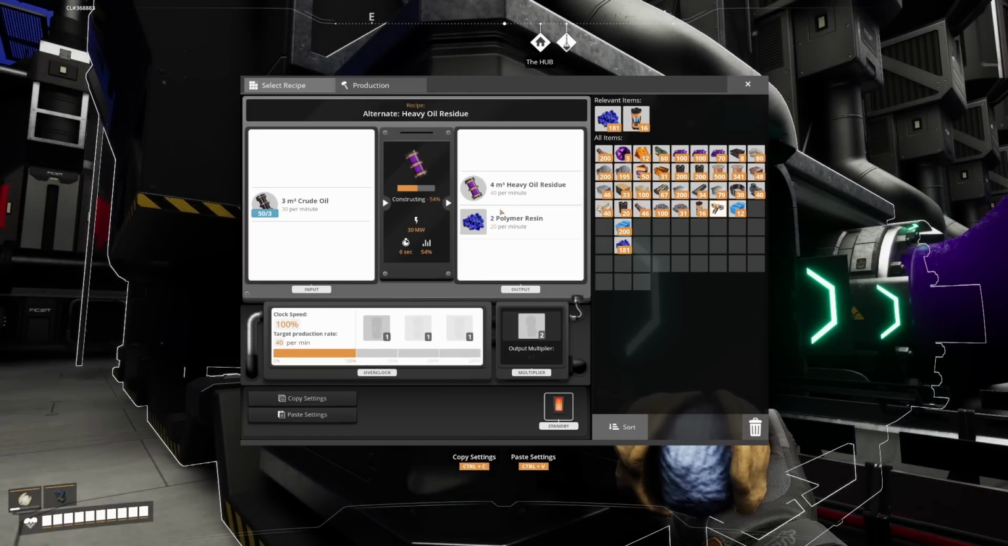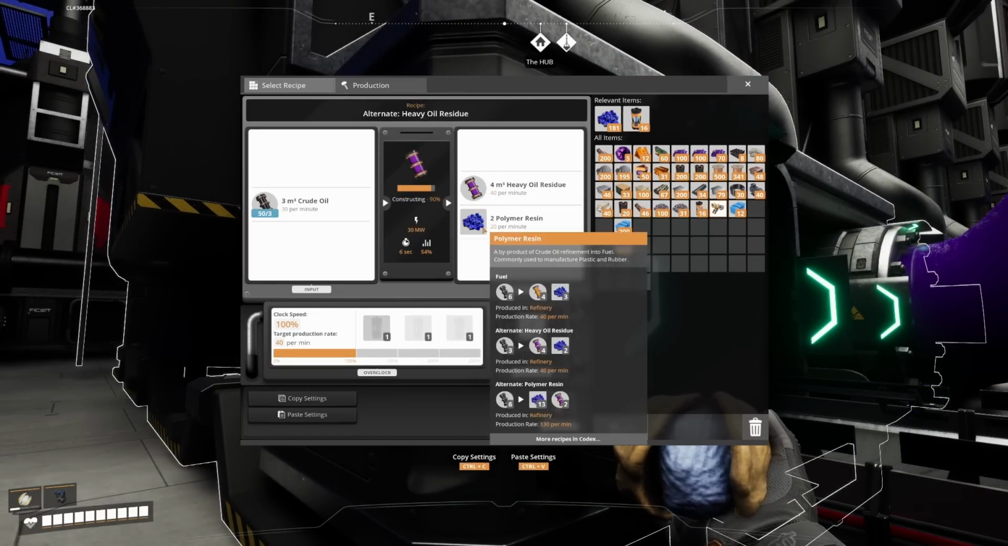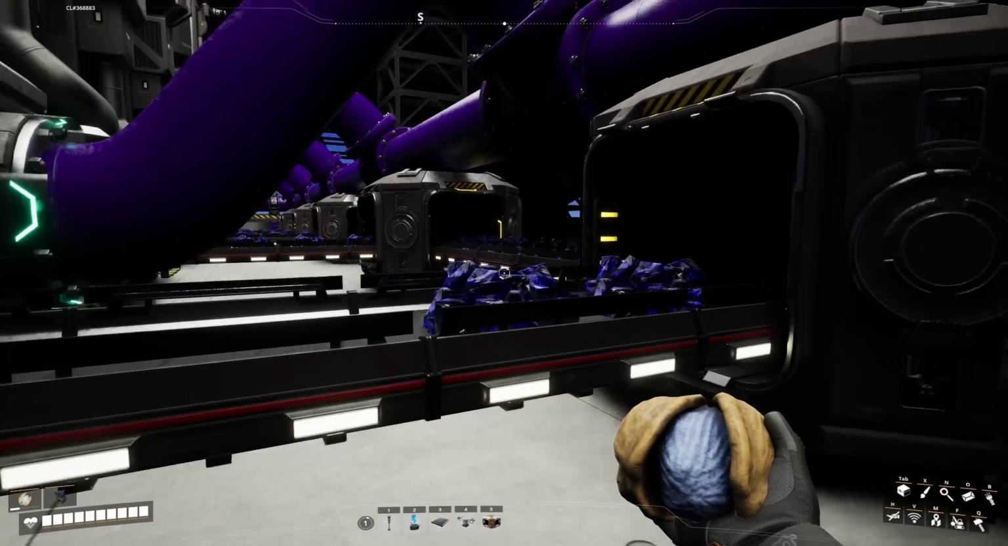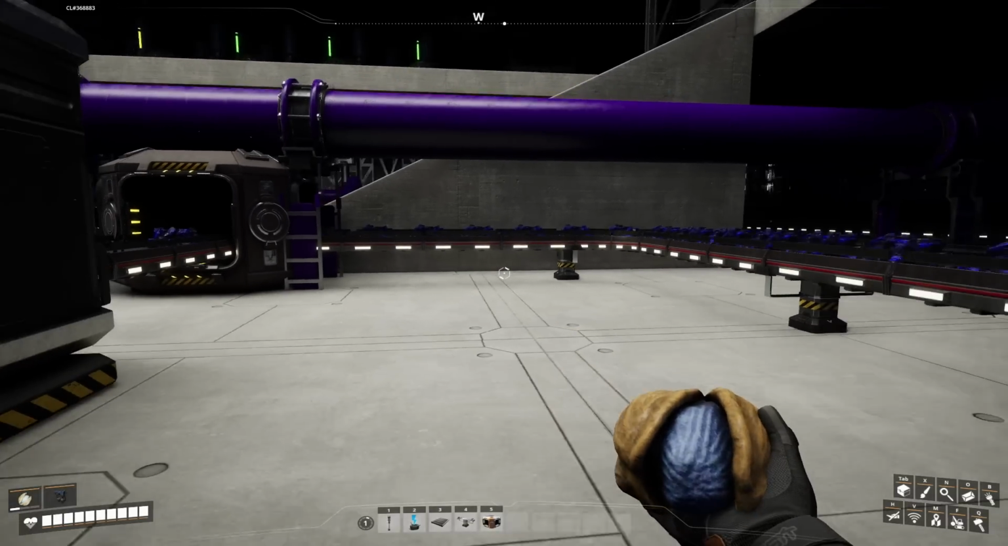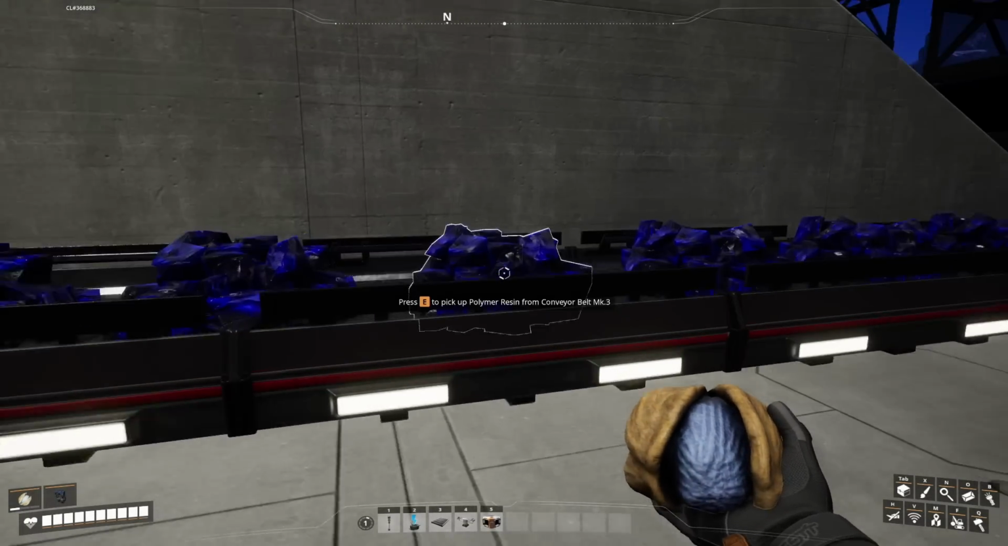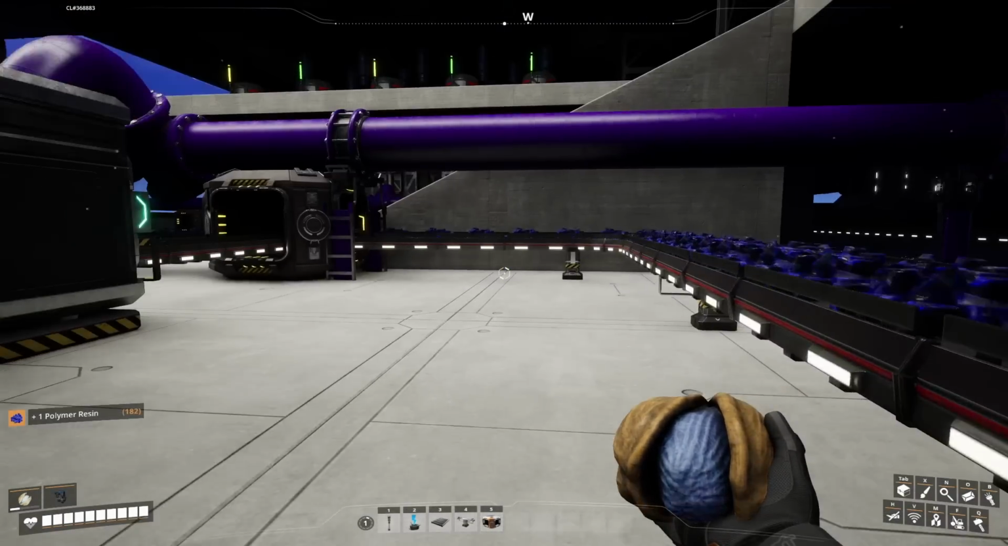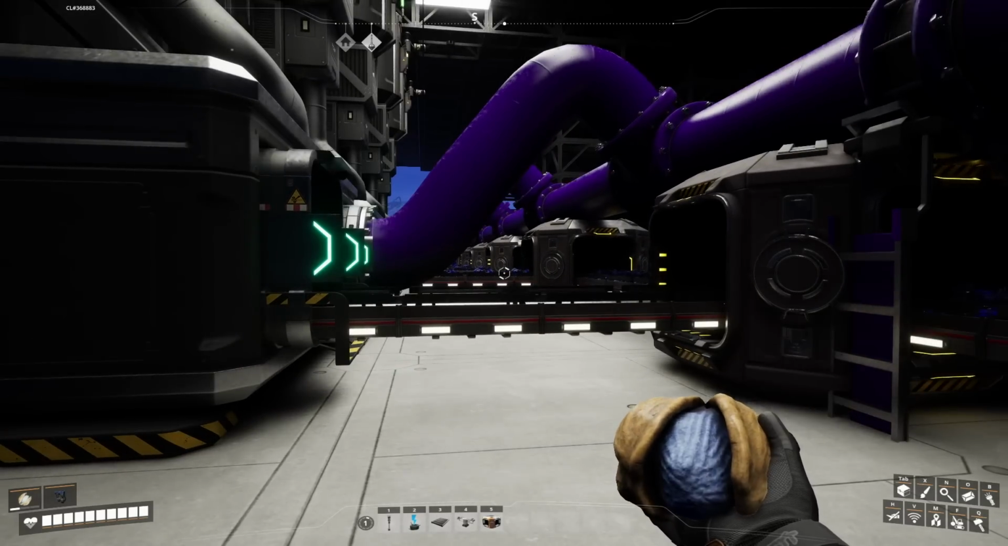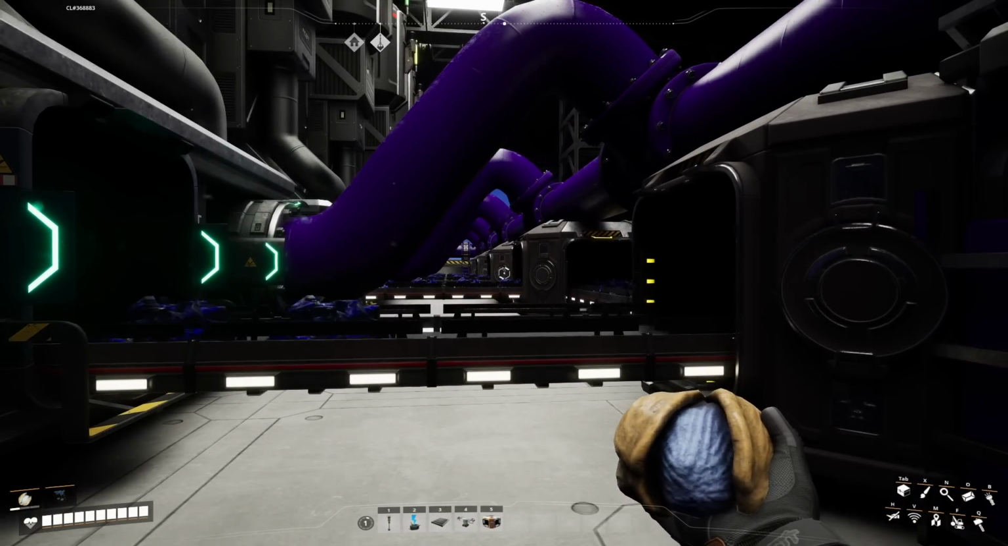But if you're stuck with something like polymer resin and you don't know what to do with it, you can always just pop an awesome sink down, because any solid item like this can be sent to the awesome sink and sunk for coupons, with a few exceptions.